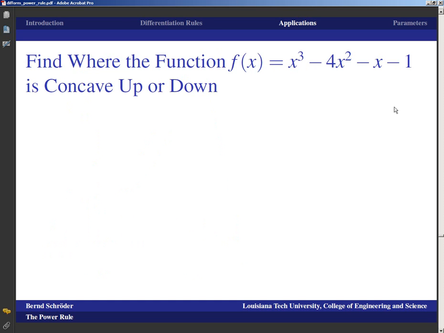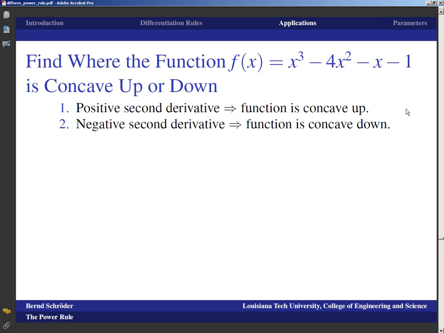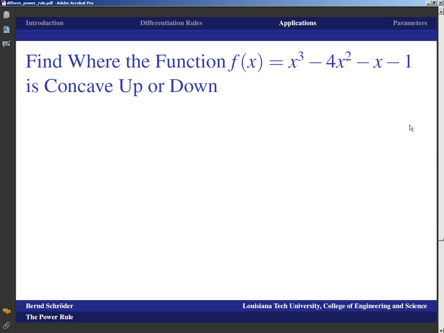Okay, we can also find where a function is concave up or down. That's where we have to find second derivatives, and again, that's something that we wouldn't want to do with difference quotients. And what do we remember conceptually? A positive second derivative means the function is concave up, a negative second derivative means that the function is concave down. And so we can take the derivative.